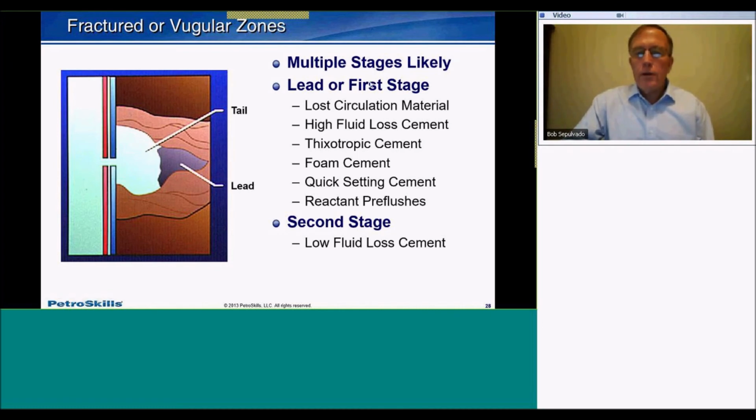And all we want to do with this lead or first stage is to get something out that will build a barrier that we can build against with the tail system, which is composed of low fluid loss cement. We want that competent seal at the perforation tunnel. That's all we want from the lead slurry. And so that's how you'd want to attack the fracture or vugular zones. So with that, that concludes the presentation, and I will direct it over to Clay for any questions that have come across.